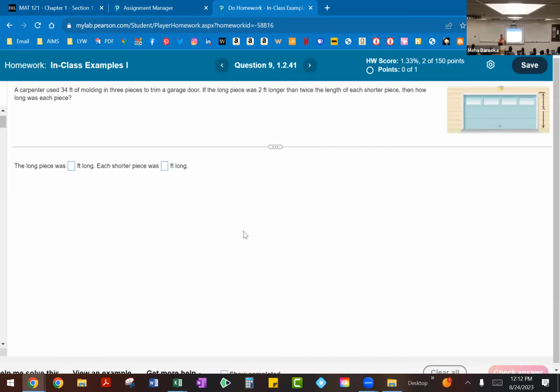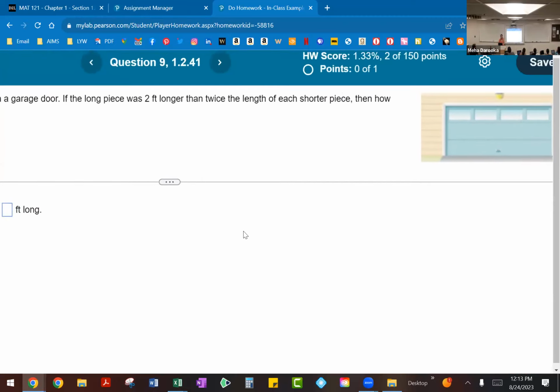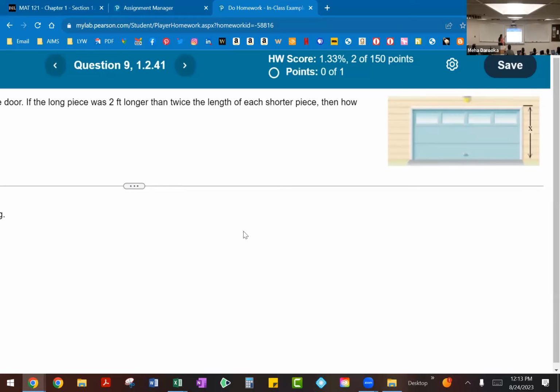Based on that, and this is thinking in terms of a perimeter, but only 3 sides, what do you think that equation should look like? Let's focus on the image of it, and then that sentence of 2 feet longer than twice the length of each of the shorter pieces. What can we label the second shorter side of our garage? What would that distance or measurement be? What should this distance be here?